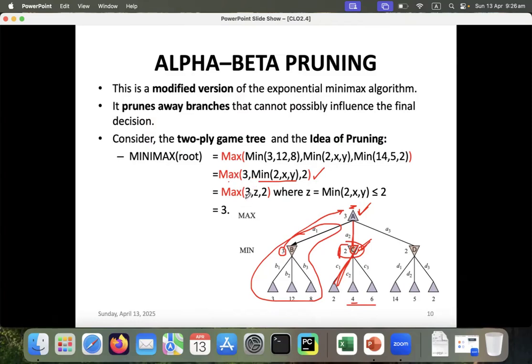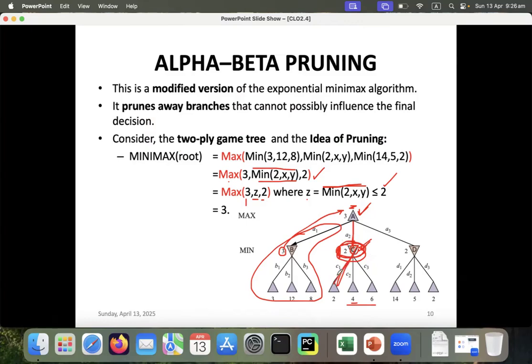Here max 3, and we are representing this whole thing with z and the 2 again. And z is what? Min 2xy, whatever. So this node will give us the values which would be 2 or less, not higher. Because here, this is the point for the min player.